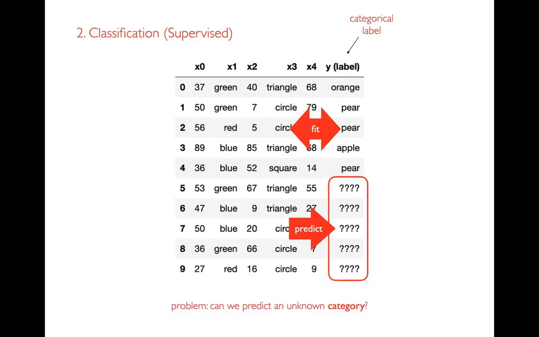A classification problem looks very similar. Again, I might have some mix of quantities or categories as my features. The main difference now is that I have a categorical Y or label column. Otherwise, I'm still going to be fitting my features to my label and then trying to do some sort of prediction on it.